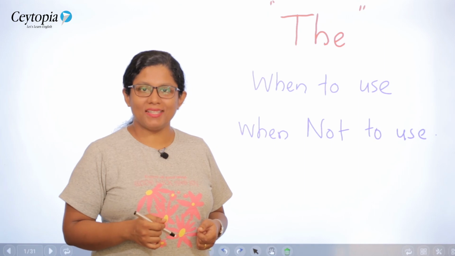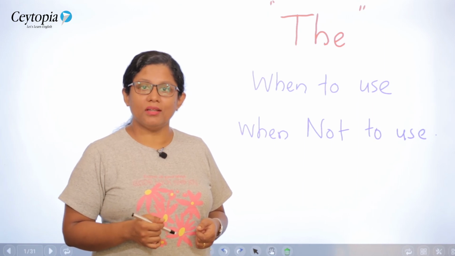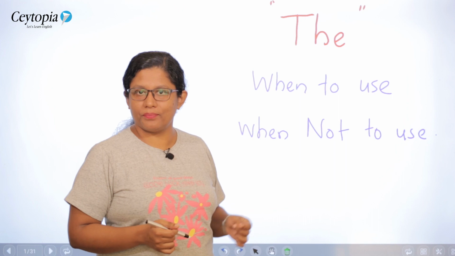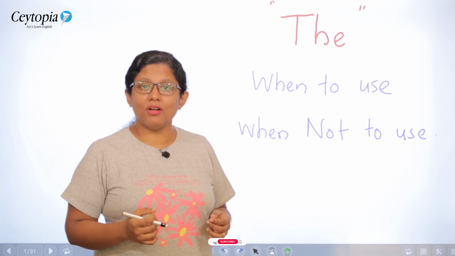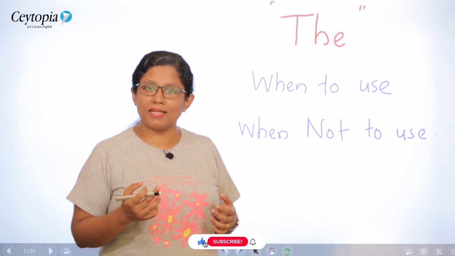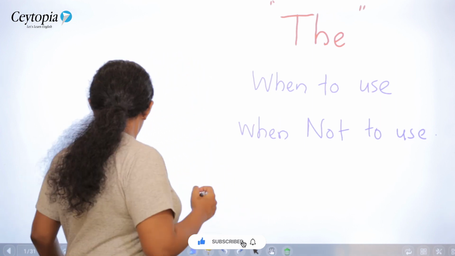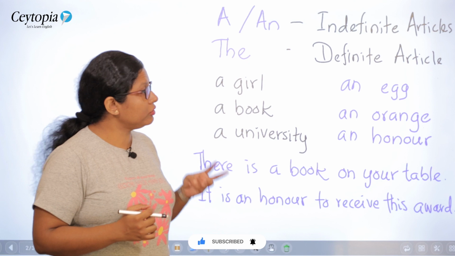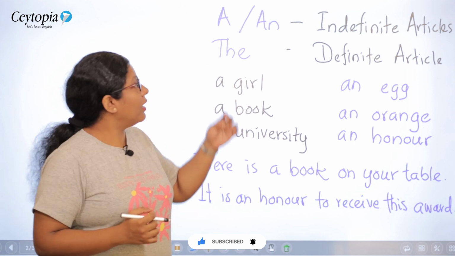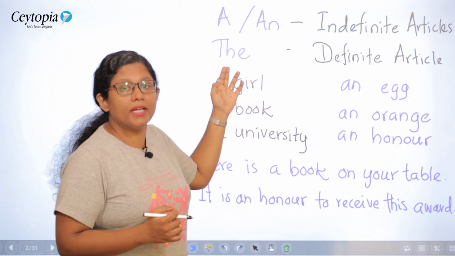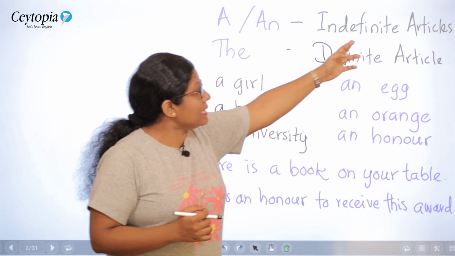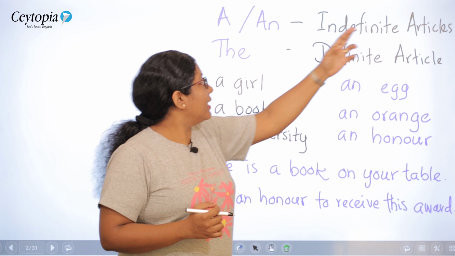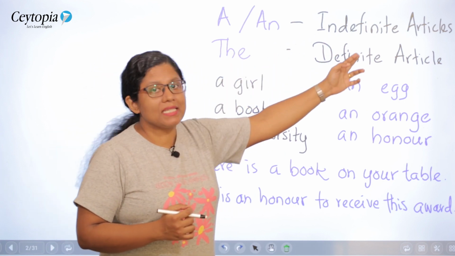Hello everyone. Today we are going to talk about the article "the", when to use and when not to use. First of all, we will have a general understanding about articles in English. We have three articles in English: a, an, and the. A and an are indefinite articles. The is the definite article.